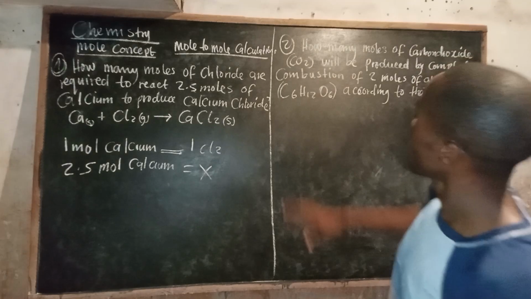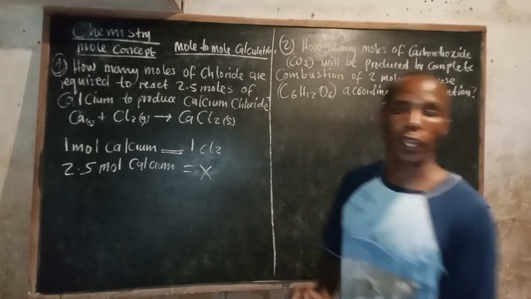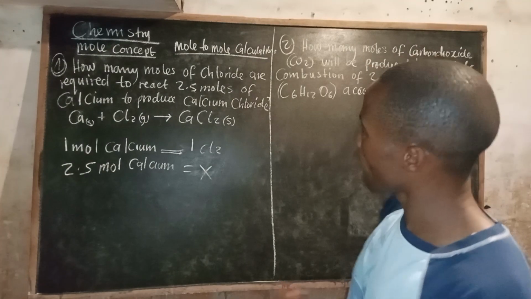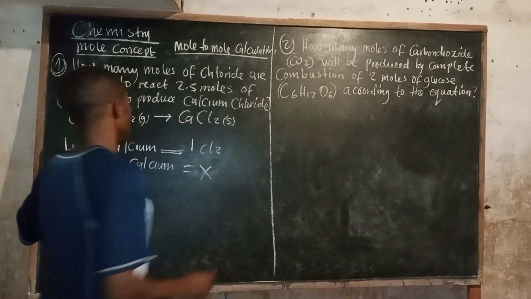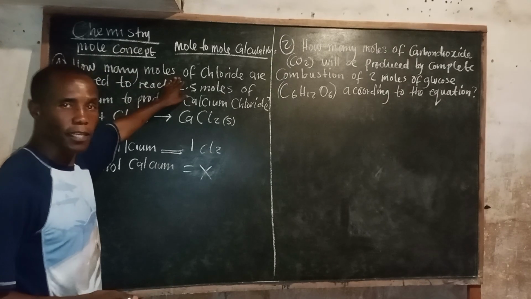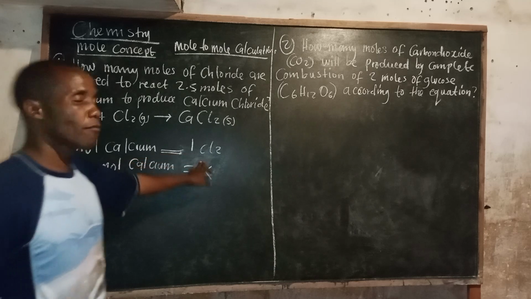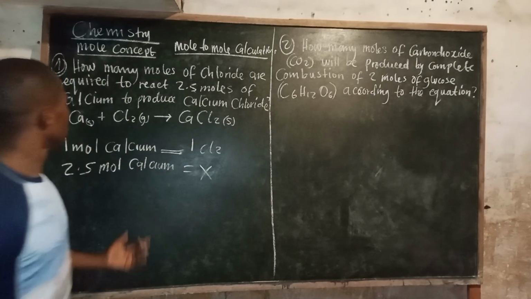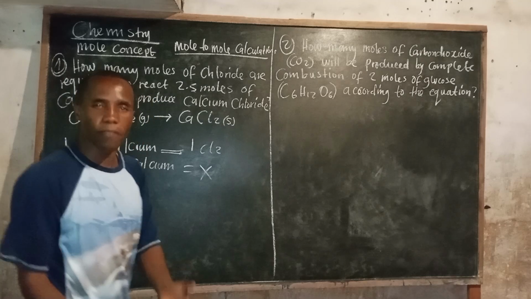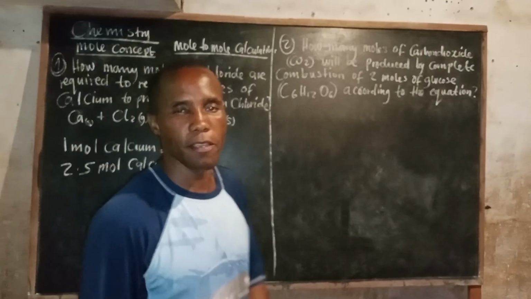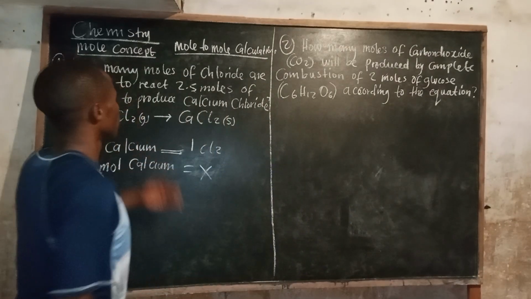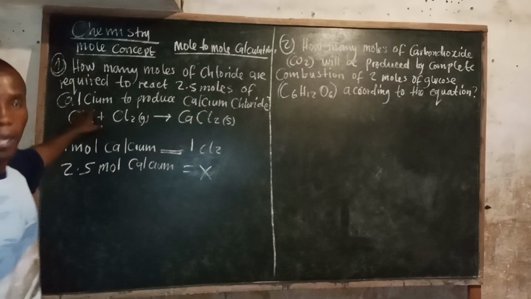Okay, and here we are just concentrating on what? Moles. There is nothing like relative atomic mass, relative molecular mass. We are already given the moles. So our area of interest is just mole, according to the question. How many moles? Here we have 1 mole, we have 1 mole, we have 2.5 moles. So how are we going to answer this one? So here we want to find the value of X, okay? And once we find the value of X, that will be the number of moles that actually required to react with 2.5 moles of calcium.